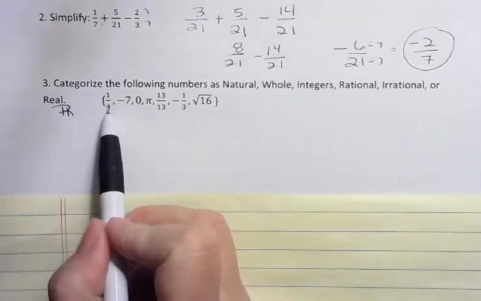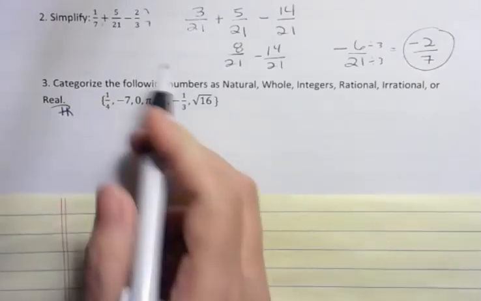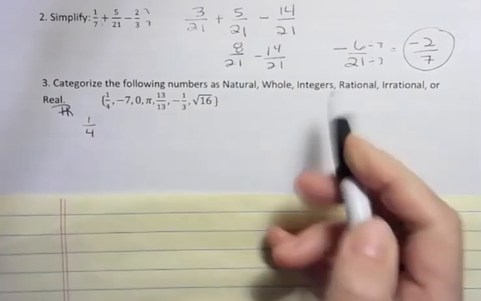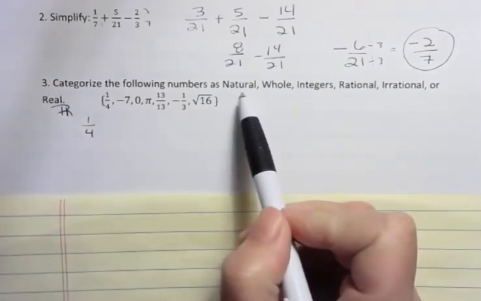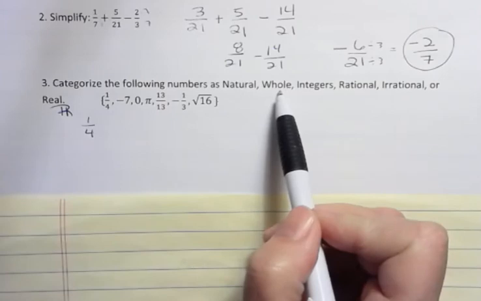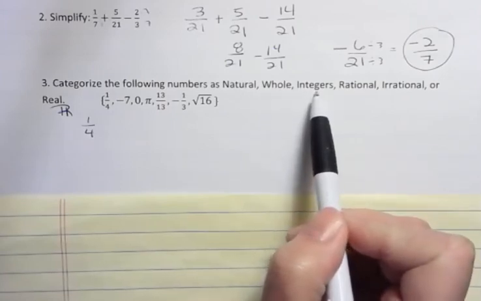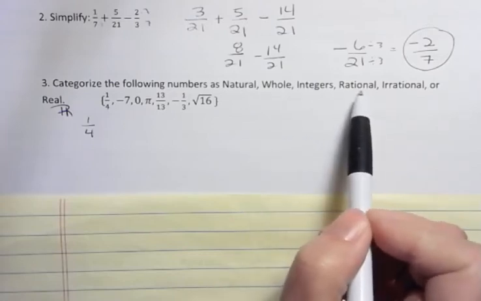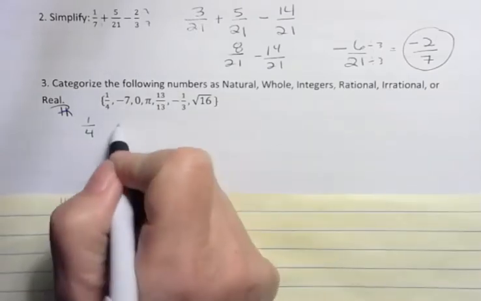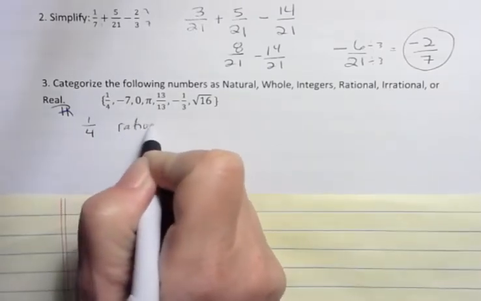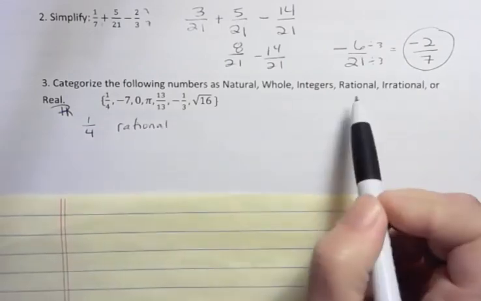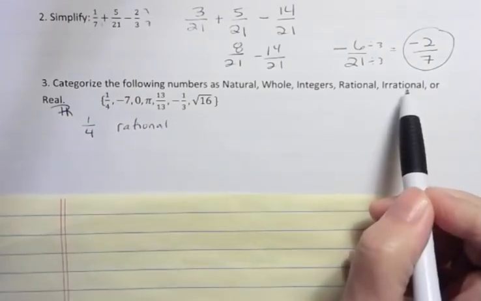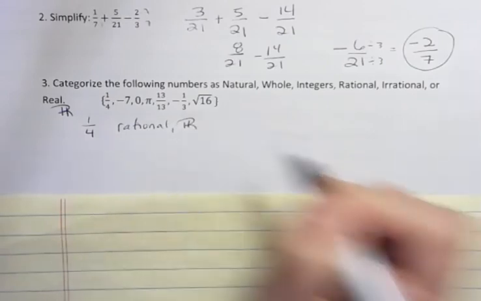So what is 1/4? Well, 1/4 is not a natural number. Those are the numbers we count with. It's not a whole number. Whole numbers are natural numbers plus 0. It's not an integer. Integers are just the opposites or the negatives of the whole numbers. It is a rational number because rational numbers are where decimals and fractions come in. So this is rational. If it's rational, it cannot be irrational, one or the other, but it's also a real number.